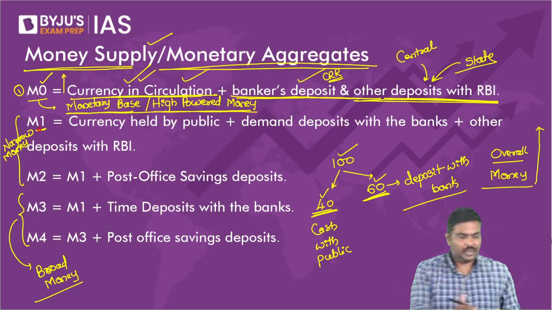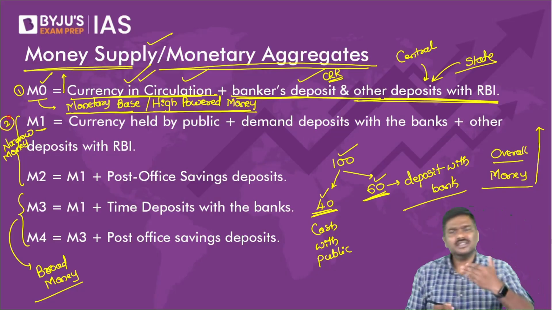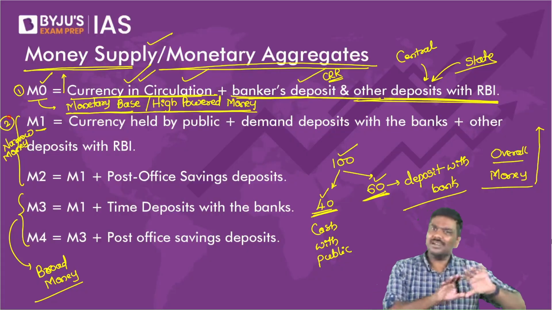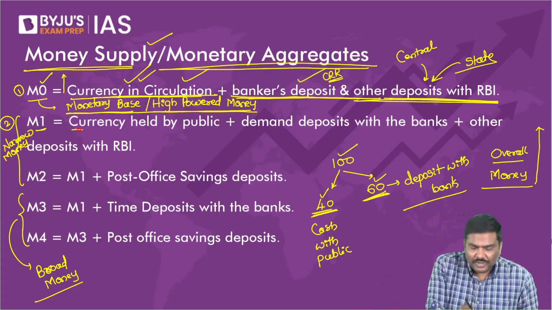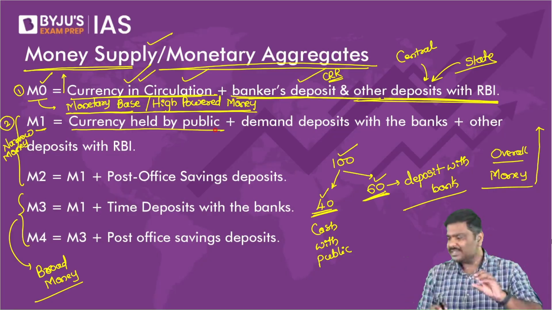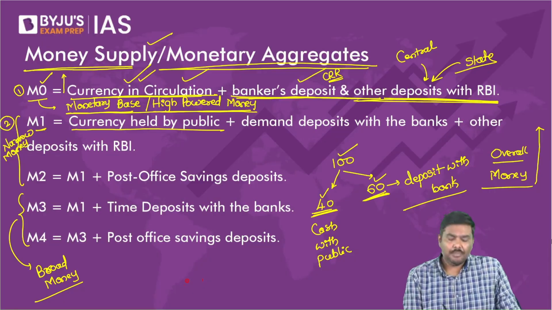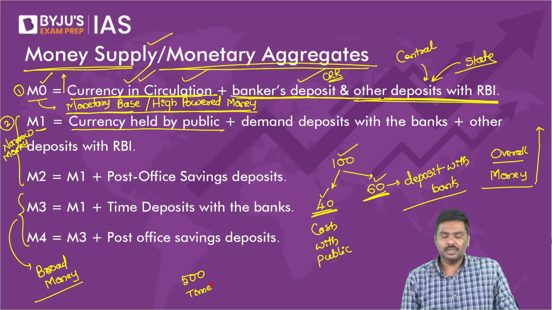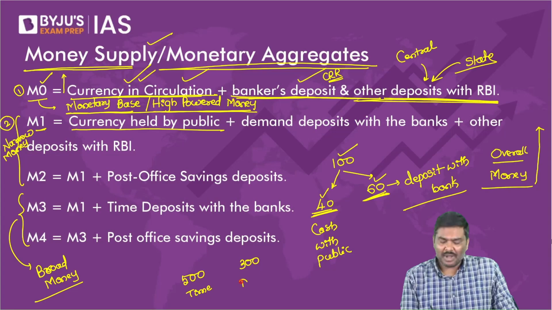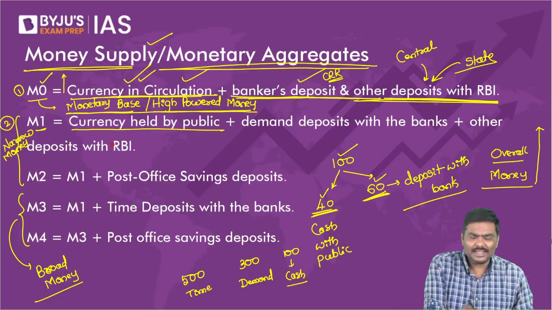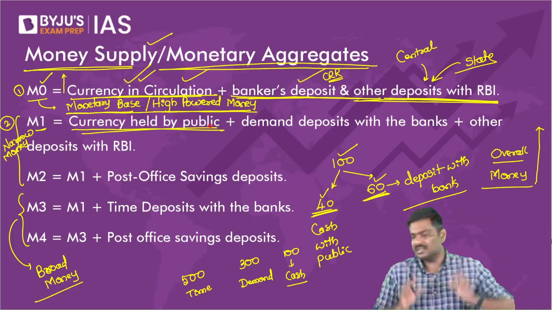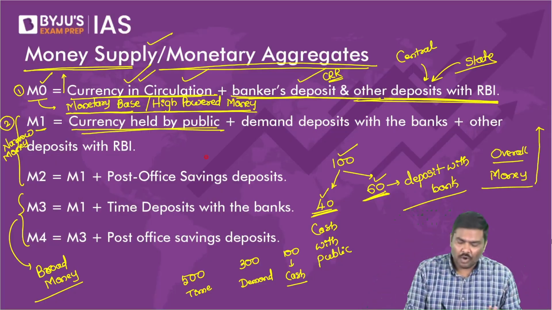Now, there is a component called M1. Formula number 2. M1 and M2 both are narrow money. In M1, I'll give a very simple example with simple numbers. Imagine people have kept 500 rupees in the form of time deposits with the bank, 300 rupees in demand deposits with the bank, and 100 rupees as cash with themselves, currency held by the public.